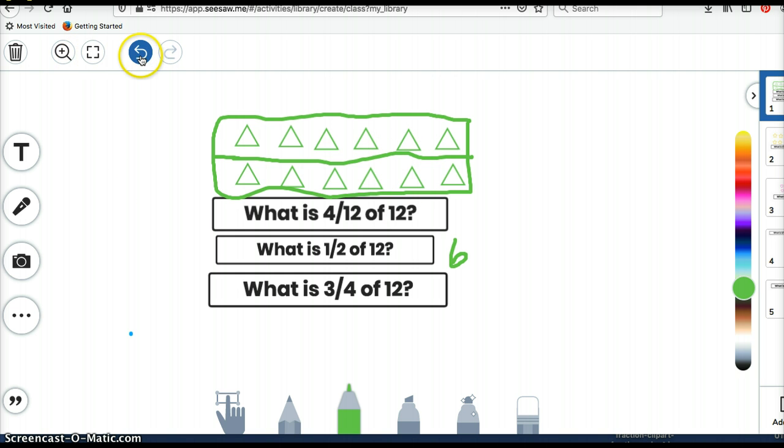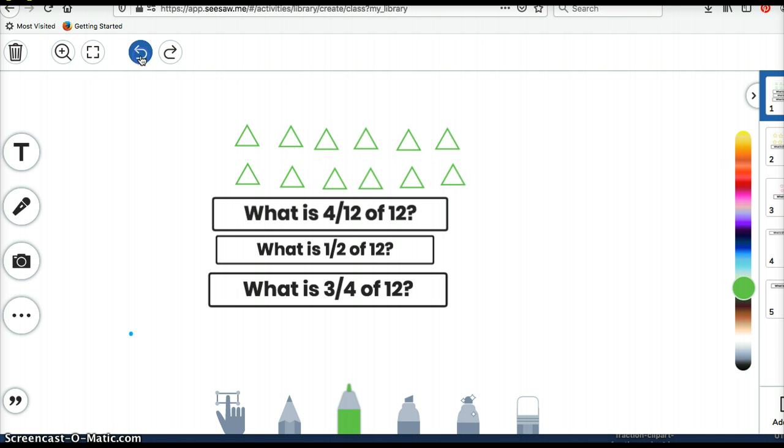So let's look at the last one. The last one is, what is 3/4 of 12? So we have our 12, and now we want to show 3/4. So that means that we need to make 4 equal groups. So again, I'll go with my rectangle, and I'm going to cut my rectangle into 4 equal groups.